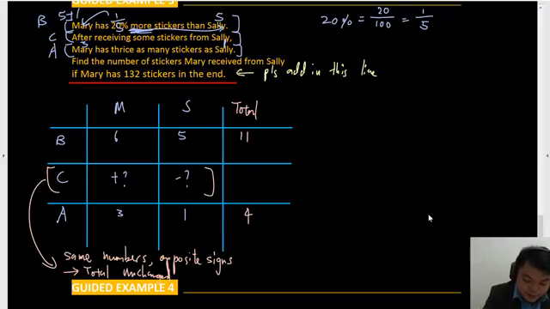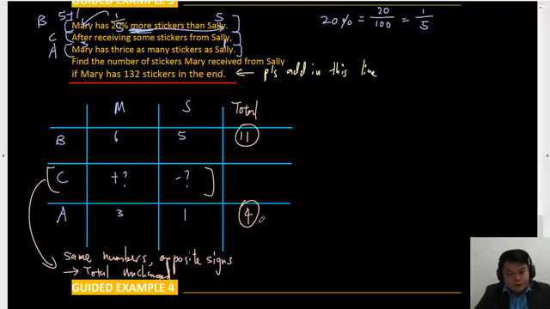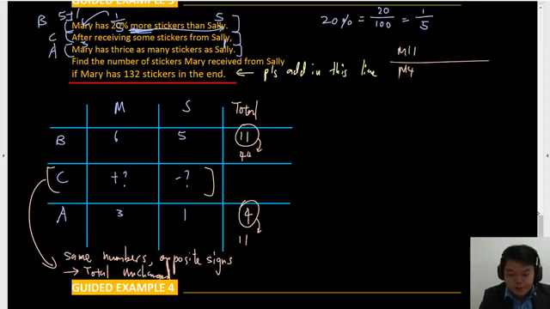So we say that these two are equal. We want to make them the same. Between 11 and 4, the lowest common multiple is going to be 44. And how do you find your lowest common multiple? If you're not too sure, just list out the multiples of 11 and the multiples of 4.